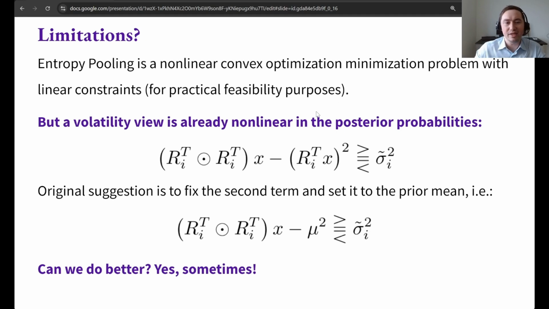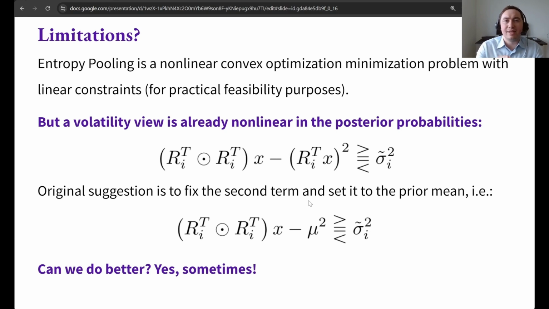So what we can see here is that when we look at the variance, it becomes already nonlinear in the posterior probability. So this is a view where, if you want to specify an equality or inequality in one of the two directions, this is how you would do it. But then you can see that this term here is nonlinear, so we have to fix it to some value. The original article, which was published in 2008, just says, okay, just fix it to the prior value.